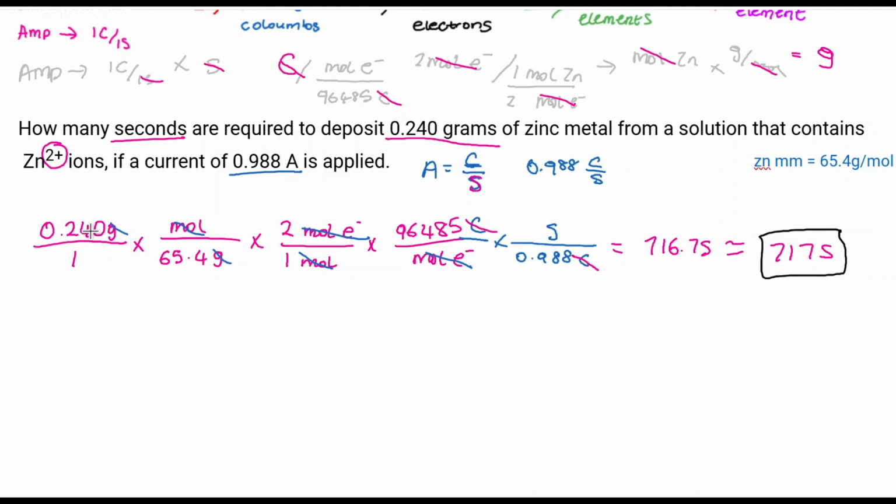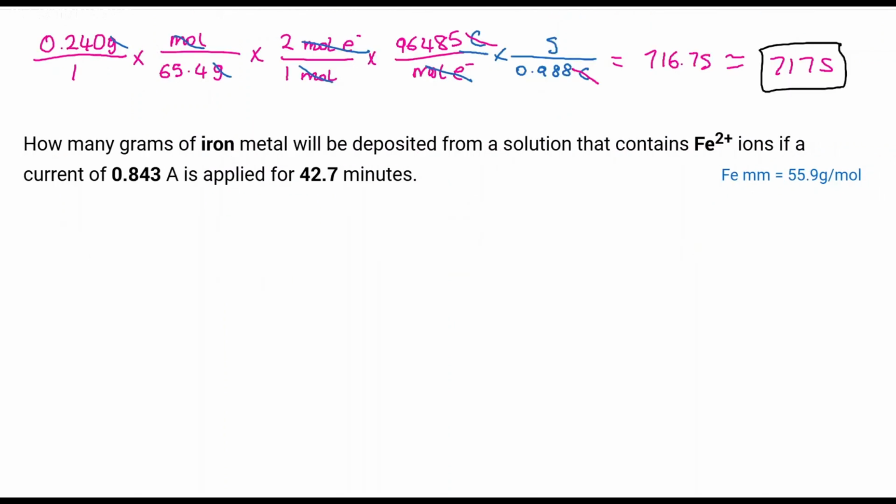So I just did this divided by that times this times that divided by that, and I got the final answer. Now I'm going to do an example to go from charge to mass. Over here it asks how many grams, so we should leave our answer in grams, of iron metal will be deposited from a solution that contains Fe. The moles of e is 2. If a current of this is applied for this amount of time.